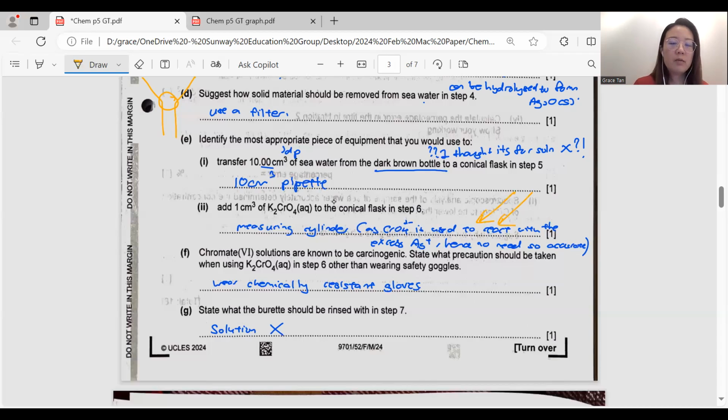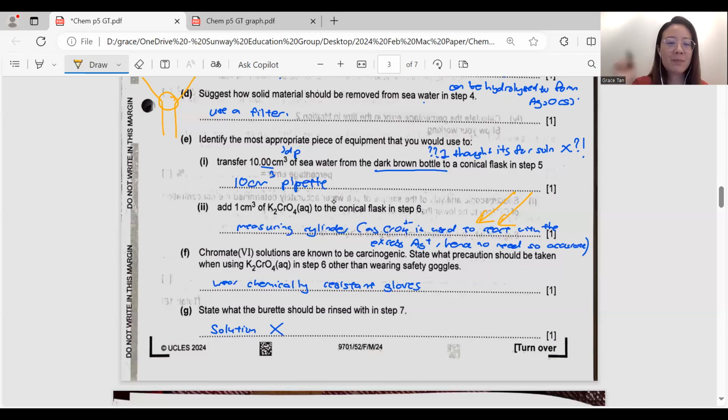Now, question F. Chromate solutions are known to be carcinogenic. State what precaution should be taken when using potassium chromate aqueous in step 6 other than wearing safety goggles. So please write wear chemically resistant glove. Please don't just write wear glove. What kind of glove do you want? Need to be specific. Even though logically when we think of glove, we will assume it is a nitrile glove, if you look at the marking scheme, you need to be very clear in the exam to write what kind of glove. Otherwise, what kind of glove? Winter glove? So wear chemically resistant glove.